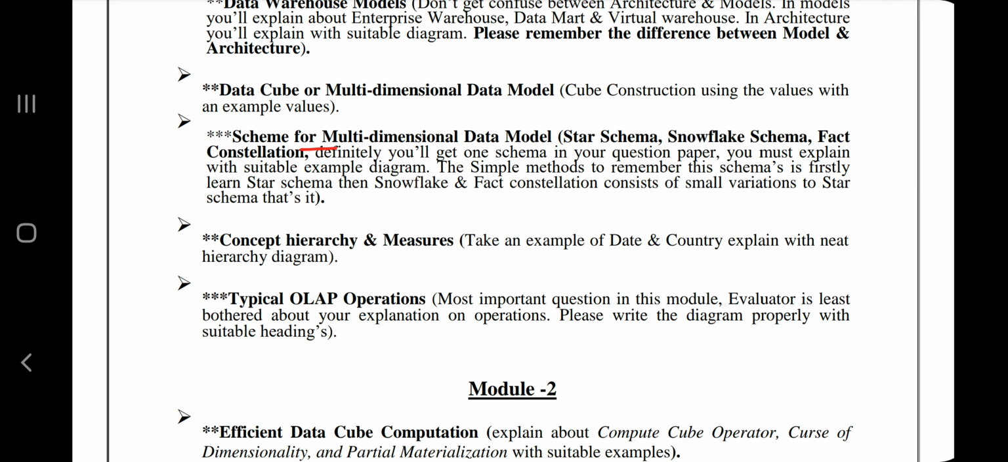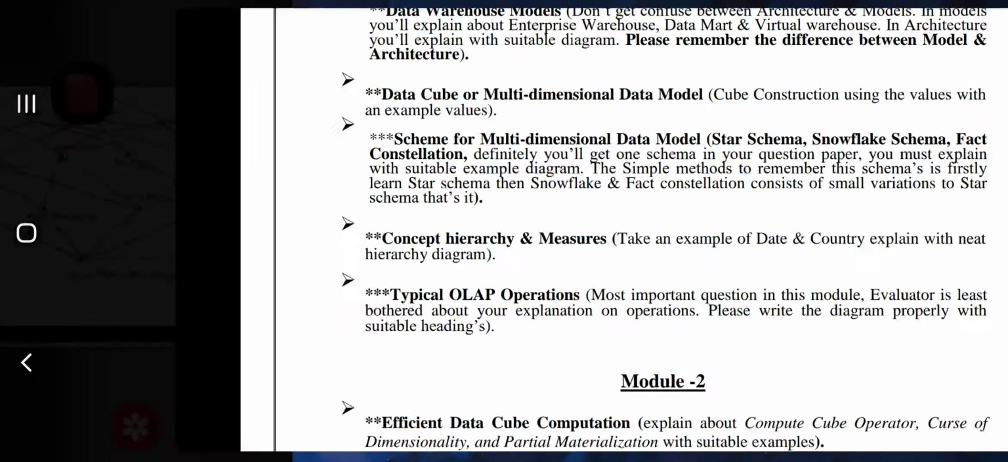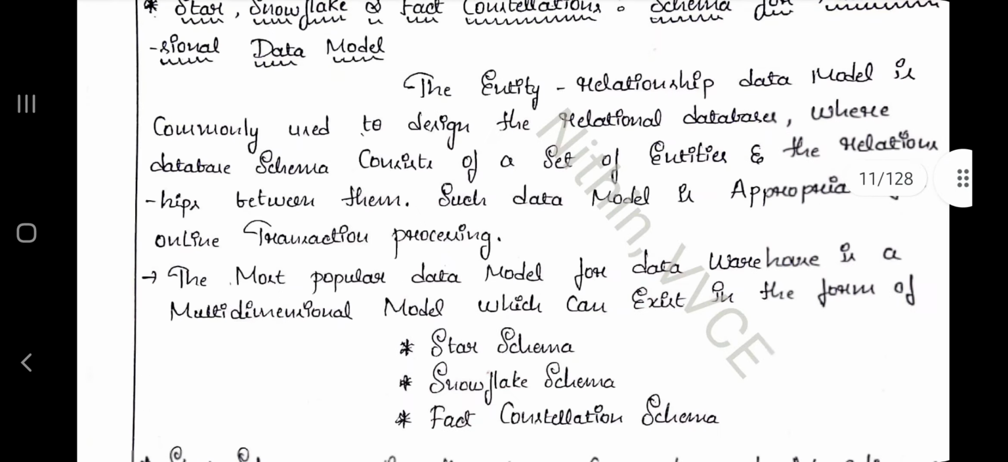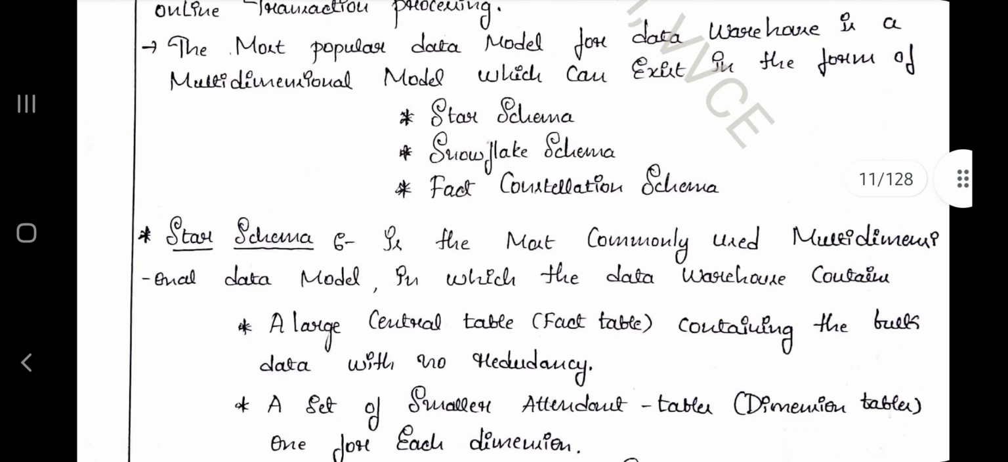Then we have schemas for the multidimensional data model: star schema, snowflake schema, or fact constellation. Here they can ask it separately. If they ask separately, you have to define each one in depth, whatever they ask. If they ask all together what the different schemas for the multidimensional data model are, there you have to define these 3 schemas briefly, giving an example. So here's a very repeated example which I can give you brief information on.